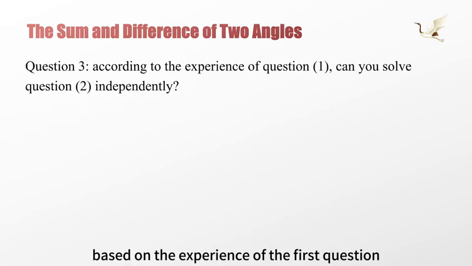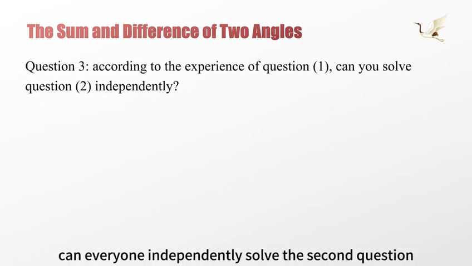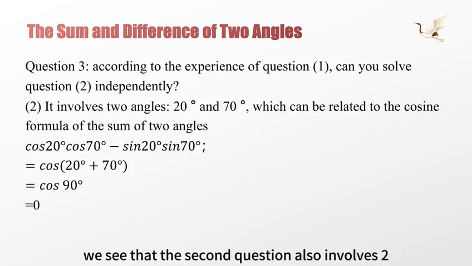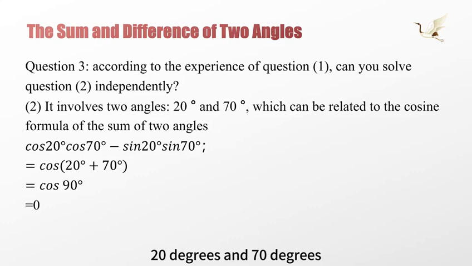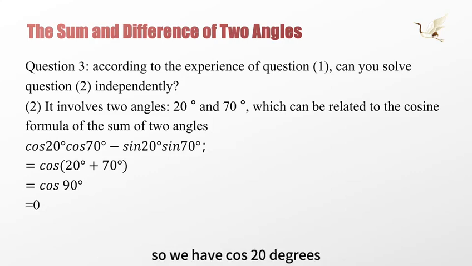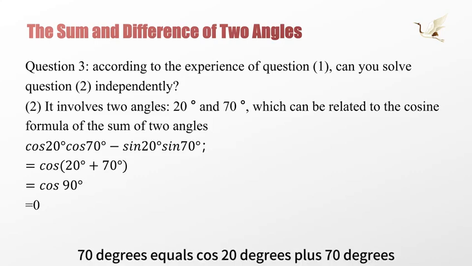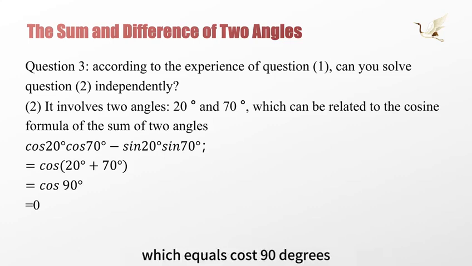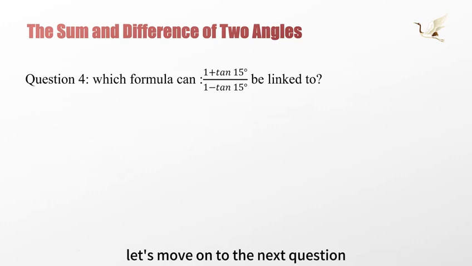Based on the experience of the first question, can everyone independently solve the second question? We see that the second question also involves two angles, 20 degrees and 70 degrees. It can be linked to the cosine formula for the sum of two angles. So we have cos 20° cos 70° − sin 20° sin 70° equals cos(20° + 70°), which equals cos 90°, so we get 0. Let's move on to the next question.